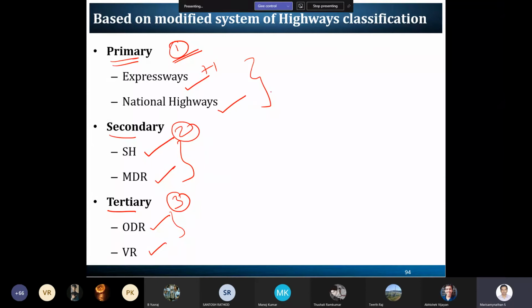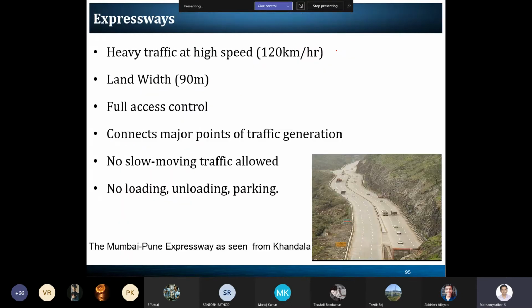Other than that, very recently we have introduced the freeways. Freeways we can see in Mumbai city also. We introduced the freeways, which are relatively similar to the expressway, but which we provided in the central core area of the city. Expressways might be connecting the outer region, but the freeway is provided in the central part of the city. So these are the classifications.